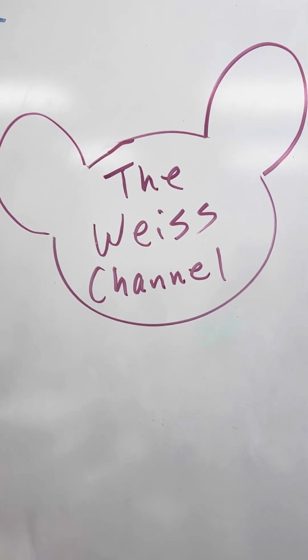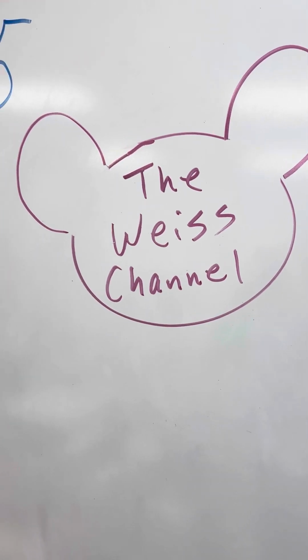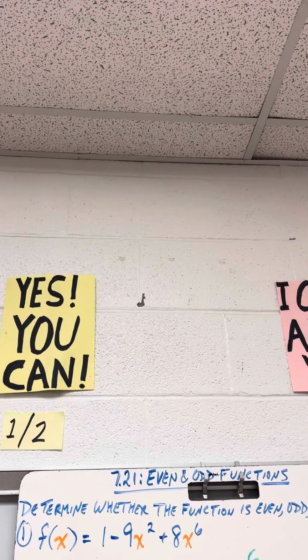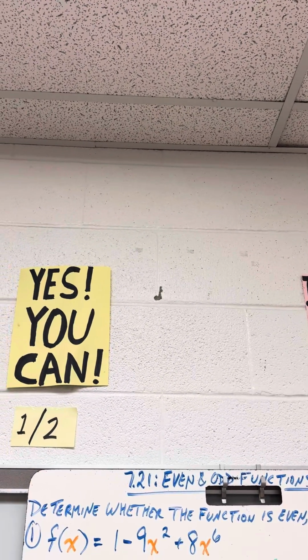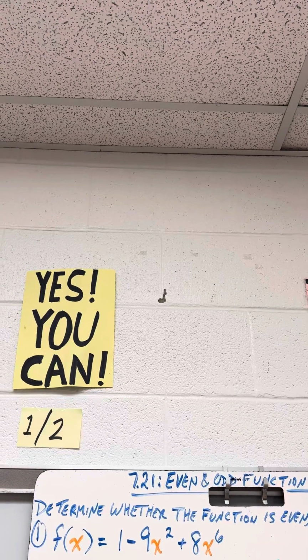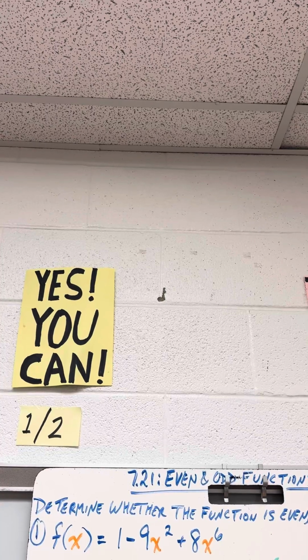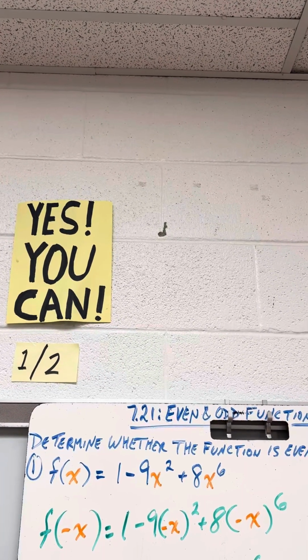Today I'm going to talk to you about even and odd functions. Determine whether this function is even, odd, or neither. f of x equals 1 minus 9x squared plus 8x to the 6th. So what you're going to do is put in negative x instead of x.